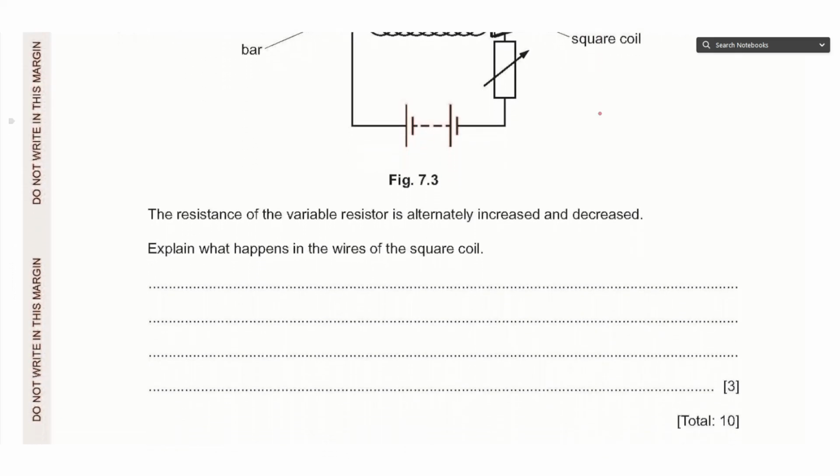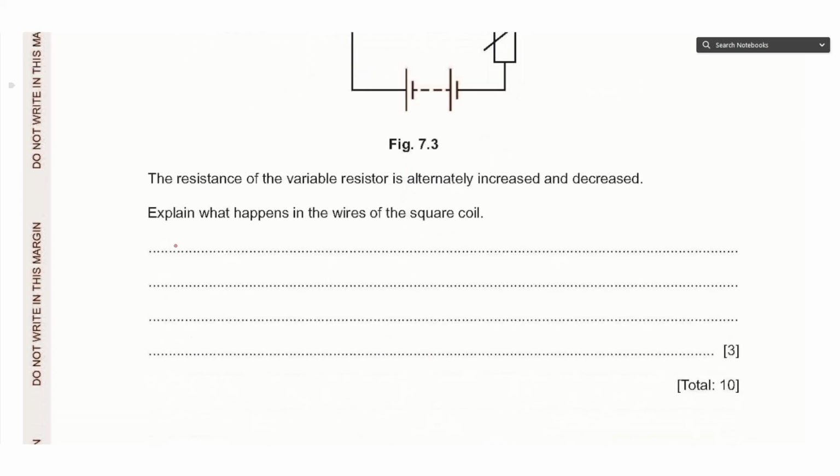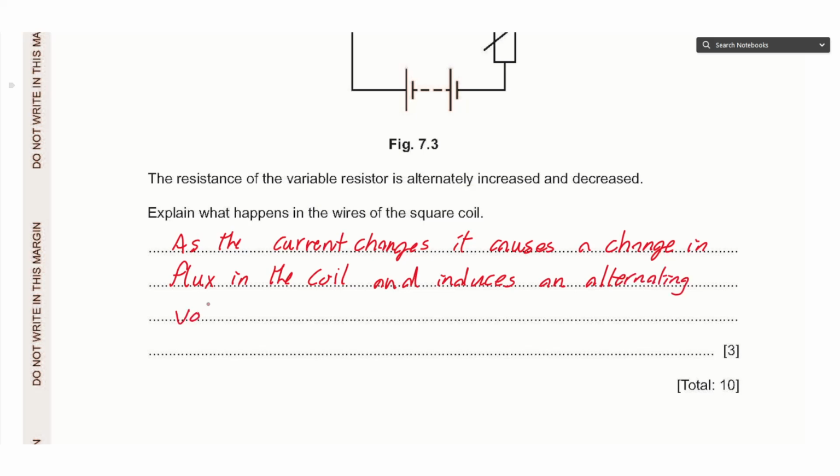Explain what happens in the wires of the square coil, which is not connected in this circuit. A coil or a wire in a changing magnetic field gets an induced EMF. A changing magnetic field induces EMF due to the change in flux in the coil, or cutting of magnetic field by the coil. First we say as the current changes, it causes a change in flux in the coil and induces an alternating voltage. For example, when the current is increasing, the increase in magnetic flux in the coil creates a positive voltage, and when it decreases, it creates a negative voltage in the coil, or vice versa.